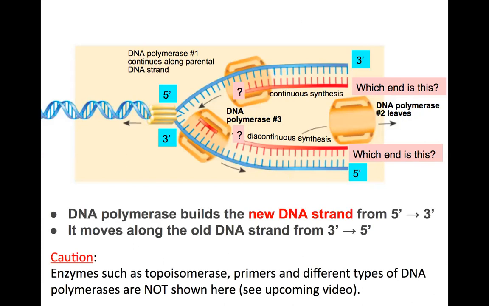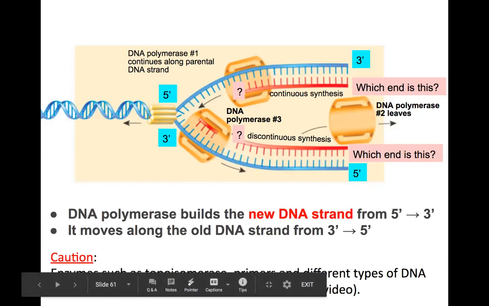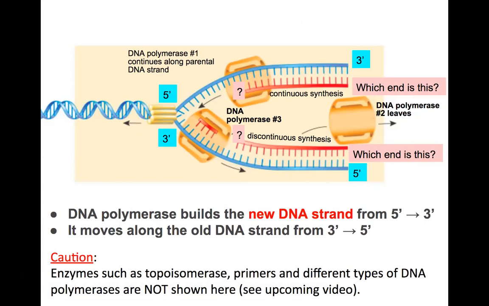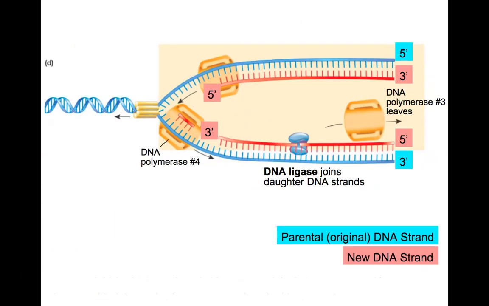All right. By the way, there are a bunch of enzymes not mentioned here, like topoisomerase, which will be mentioned in the video, the primers, and the different kinds of DNA polymerase 2 and DNA polymerase 3. After it's all done, the DNA ligase comes in, and once the new nucleotides are put together, it helps form the phosphodiester bonds, and the hydrogen bonds will be formed between the nitrogen base pairs that you see right here.